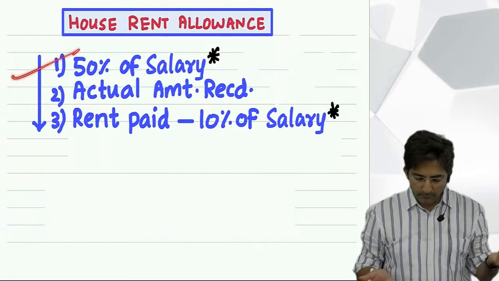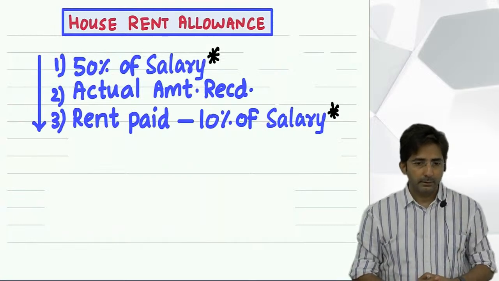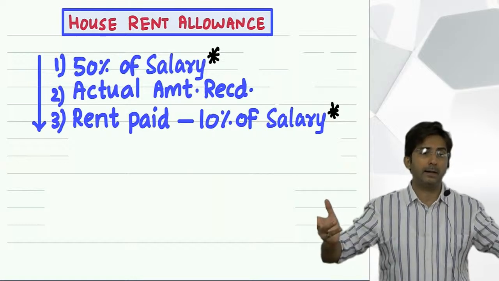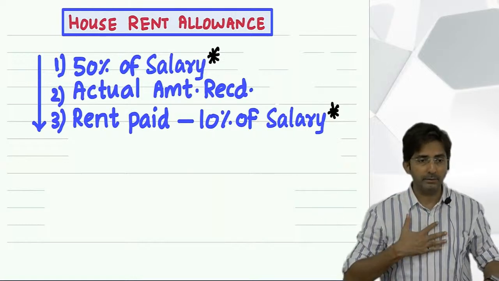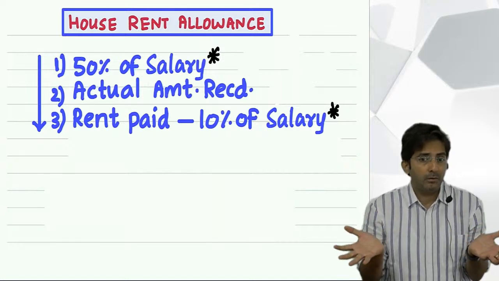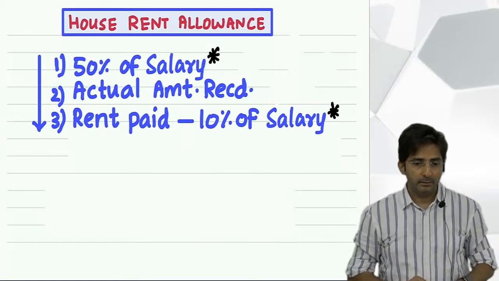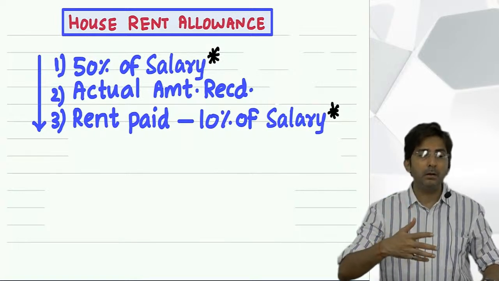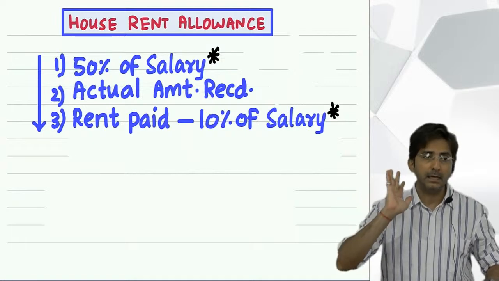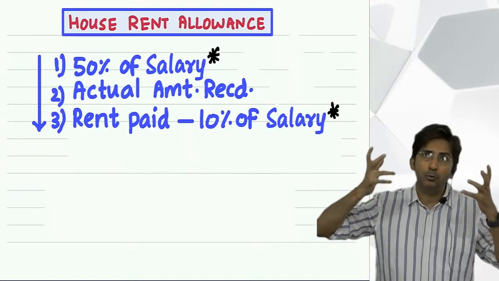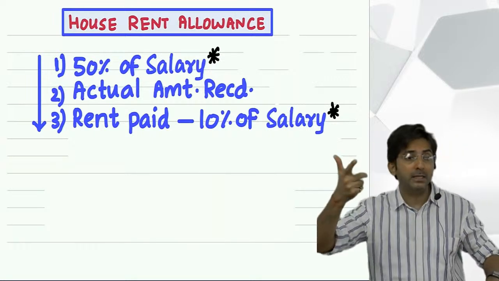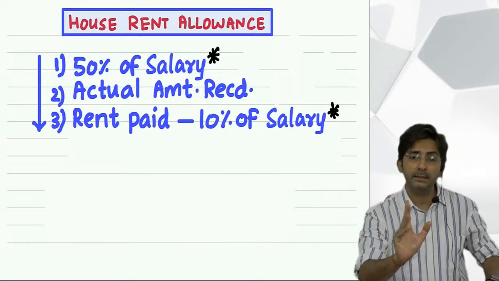1, 2, 3, whichever is less. See, you should never think, no, it's a law, it's a rule, we have to apply it. Income tax is a law, but there is a logic behind the law. Currently, who is the finance minister? Nirmala Sitharaman. If she makes any rule, there is some thinking. And if you understand that thinking, then only you are understanding the real taxation.